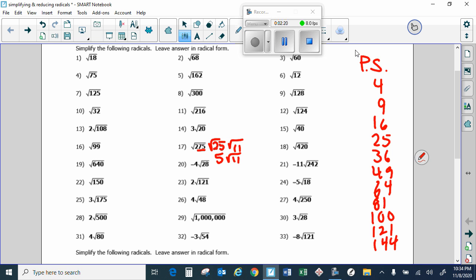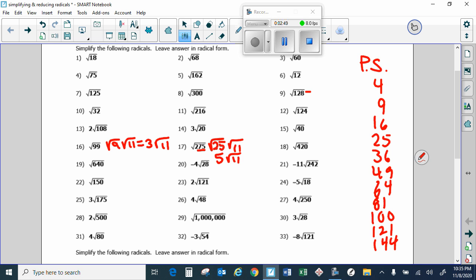Okay. Another one with 9 is if you add up the digits and 9 goes into the sum of the digits, then 9 will go into it. And again, 9 is a perfect square, just like 25 was a perfect square there. Okay. So 9 plus 9 is 18. So 9 goes into 99 11 times, and you get 3 root 11.